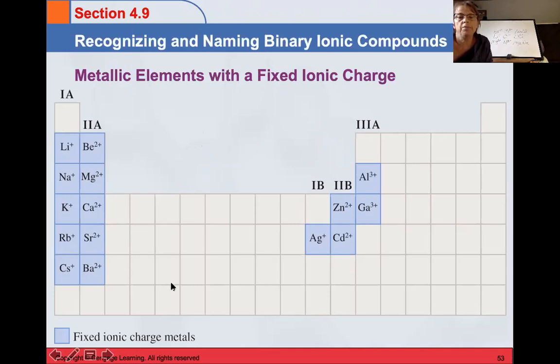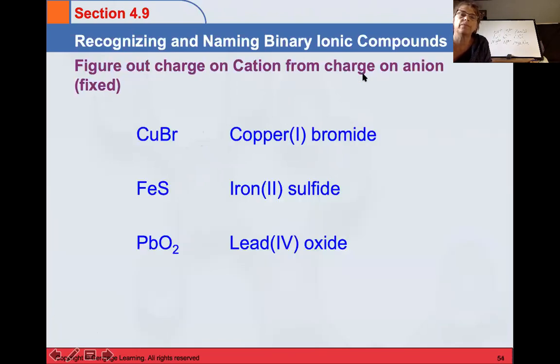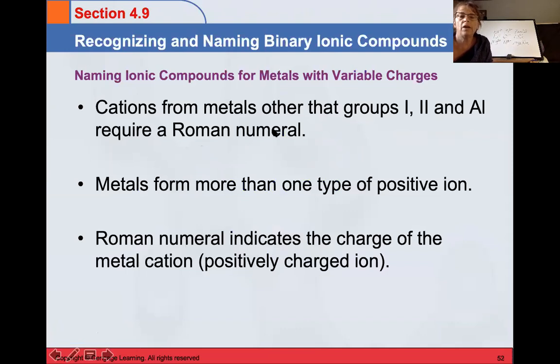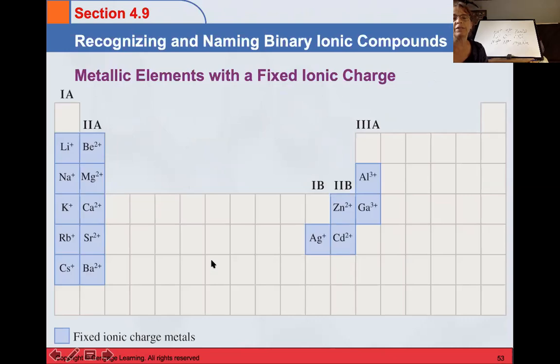All of the other metals in the table, which if you look at the table, the majority of the other metals in the table don't fall in this group 1, 2, or 3. So they actually don't have a fixed charge. So for all of these other elements, all of these other metals in the table, you actually have to use a Roman numeral to indicate the charge of the metal because they don't have a fixed charge. They have a variable charge.